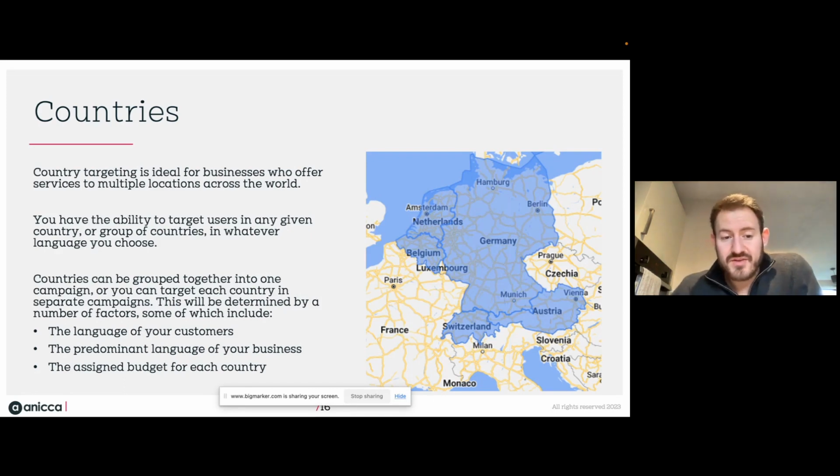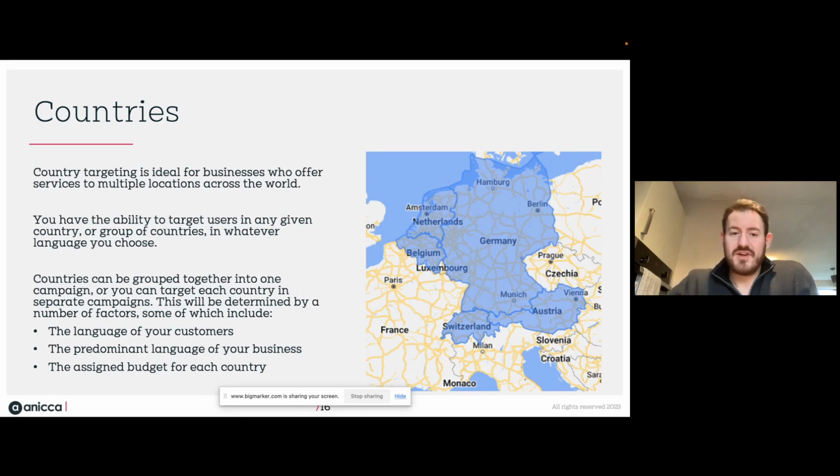And like we said there, countries can be grouped together into one campaign, or you can target each country in a separate campaign as well. And that will be entirely dependent on the language of your customers, like we already discussed, the predominant language of your business, and also if you have a particular budget assigned for each country. If you've got a certain amount that you need to spend for each country on any of these platforms, you might look to split the countries into different campaigns so you can keep a much closer eye on those budgets.